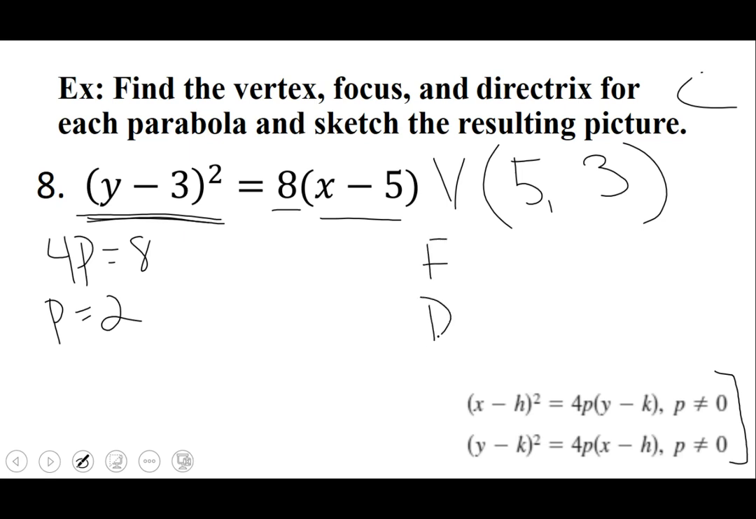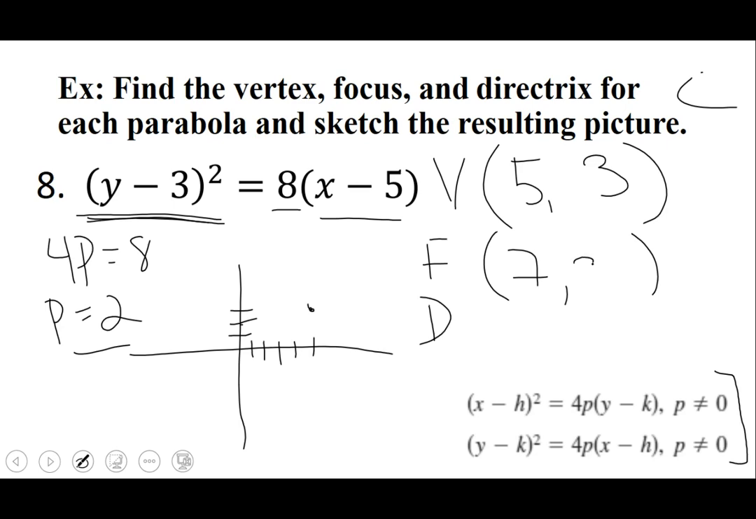I need the focus. I need the directrix. So the vertex of this graph is at 5, comma 3. There's the vertex. The focus has to be in front of the vertex, p units away in the appropriate direction. So that means that the focus has to be 2 units to the right of the vertex, which means it's going to be at the point 7, 3. And then the directrix has to be 2 units to the left of the vertex, which means it's going to be at x equals 3.